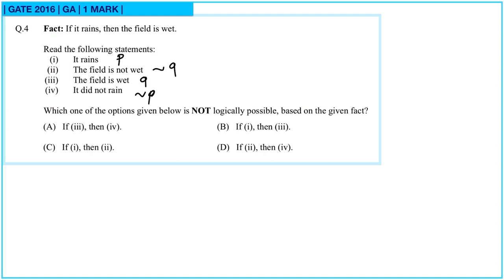Which of the following given below is not logically possible based on the given fact? Option A is if 3, that is if Q, then that implies negation of P. Then if 1, then 3, that means P implies Q. Then option C, P implies negation of Q and negation of Q implies negation of P. Now this is contrapositive of that particular logical statement. This is the original statement, so these are correct. This is also correct. So here the option which is not logically possible is this one, option C.